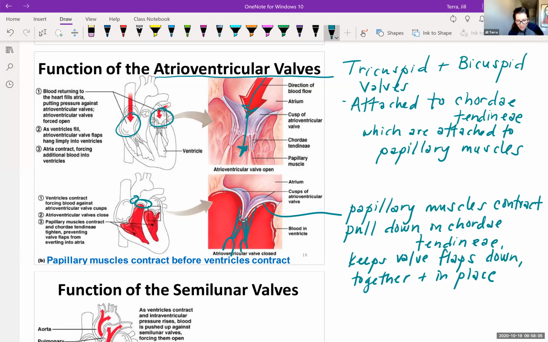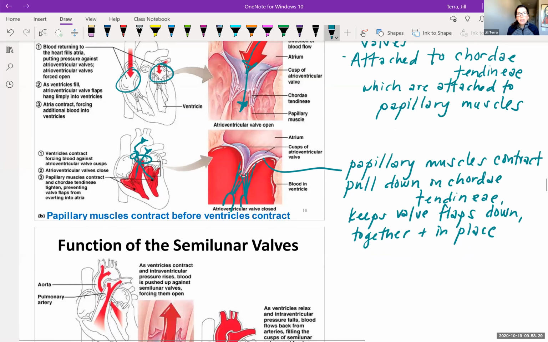So either it's going to flow into the pulmonary trunk and then the pulmonary arteries, or it's going to flow out the aorta. Okay, and so that's what they're doing, they're preventing that backflow. They're causing a one-way flow of blood through the heart and preventing the blood from flowing back.